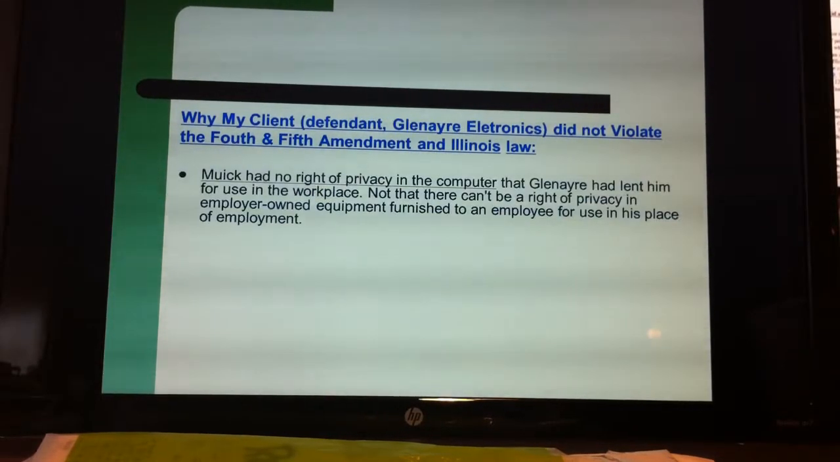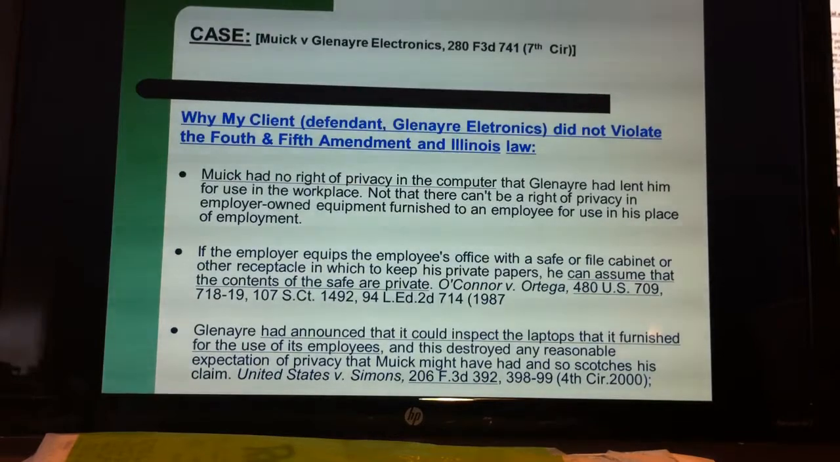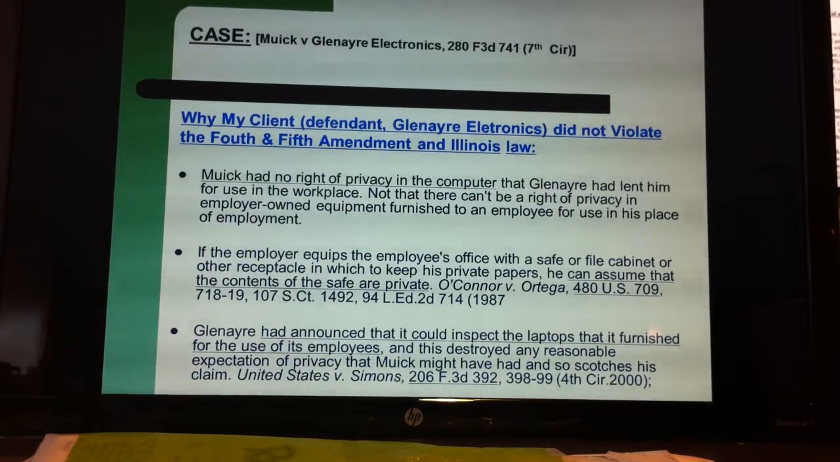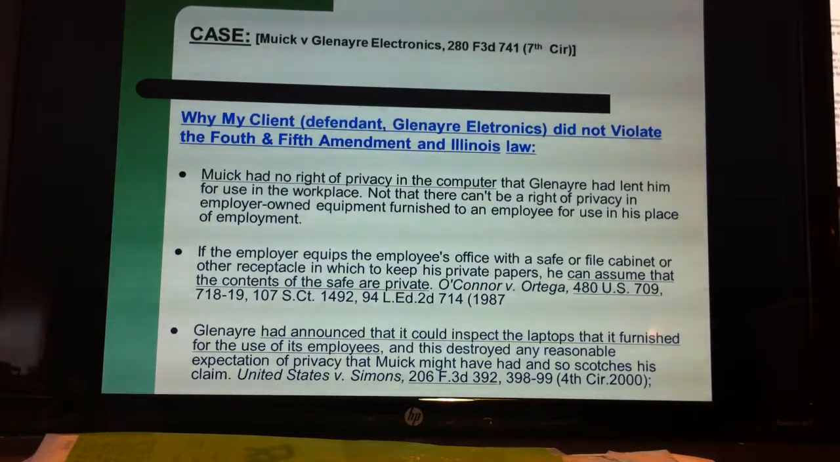Next slides, I'd like to discuss why my client, defendant Glenayre Electronics, did not violate the 4th and 5th Amendment and Illinois law. Basically, Muick had no right of privacy in the computer that Glenayre had lent him for use in the workplace. Not that there cannot be a right of privacy enforceable under the 4th Amendment if the employer is a public entity, which Glenayre, we have just held, was not.